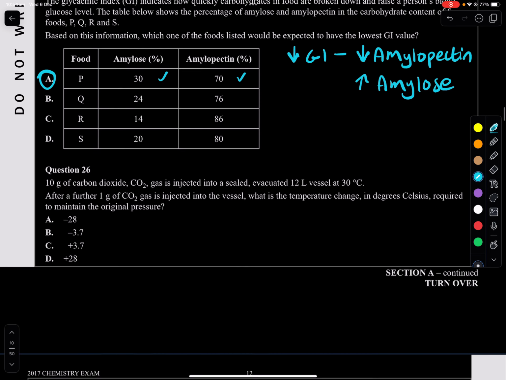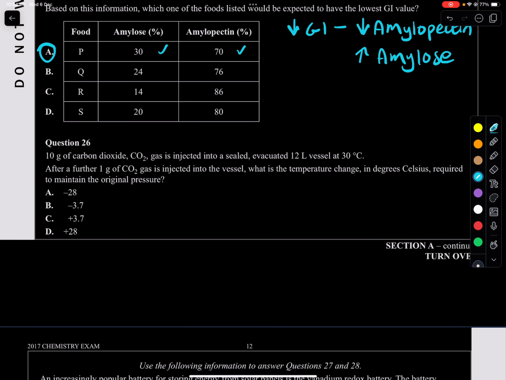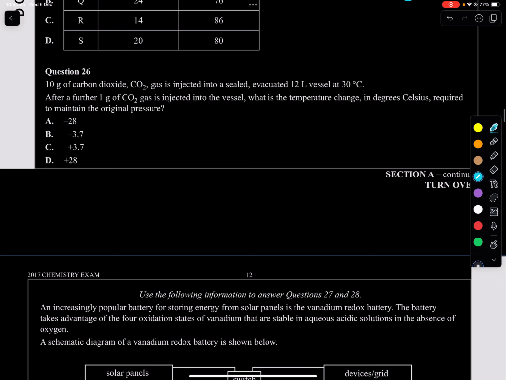Hope that makes sense. Question 26. 10 grams of carbon dioxide, CO2 gas, is injected into a sealed, evacuated 12-liter vessel at 30 degrees Celsius. So what's happened is we have a vessel, for example, this vessel over here. And initially, let's talk about it.